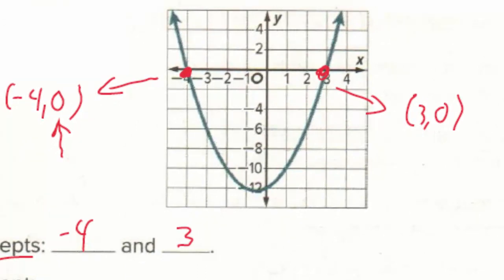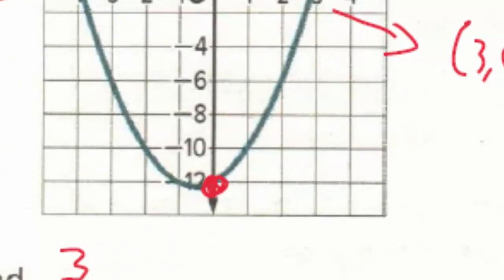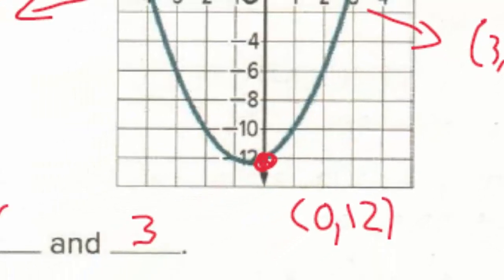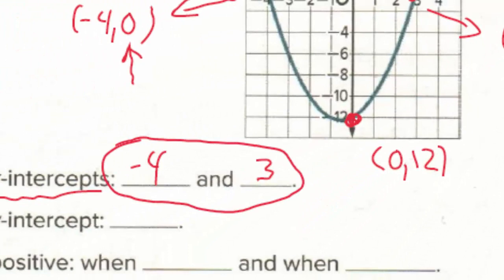There's only one y-intercept. It's down here, and it appears to be at 0, 12. And again, I don't have the room to write that on here, but I'm going to stay consistent with the way I wrote these up here. I'm going to write just the 12 on there, so the y-intercept is 12. But remember, it is an ordered pair at 0, 12.